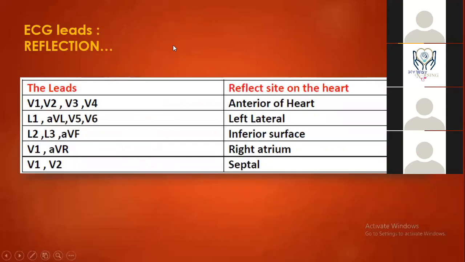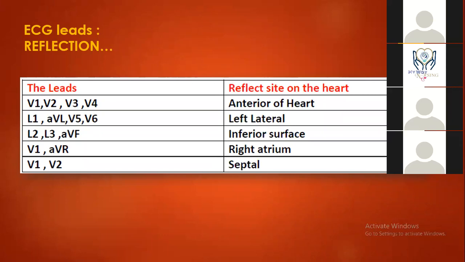Okay. These leads reflect different sides of the heart. For example, we have the anterior of the heart, left lateral, inferior surface, and right atrium and septum. Meaning each lead has a location in the heart. When you look at the ECG paper, you can look at the abnormalities and decide which side of the heart is affected.